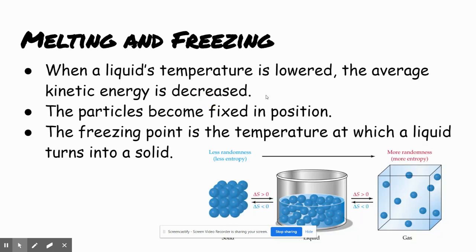When a liquid's temperature is lower, the average kinetic energy is decreased. The particles become fixed in position. The freezing point is the temperature at which a liquid turns into a solid. So here we have a solid.